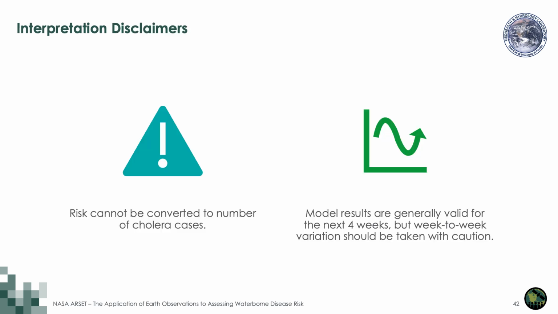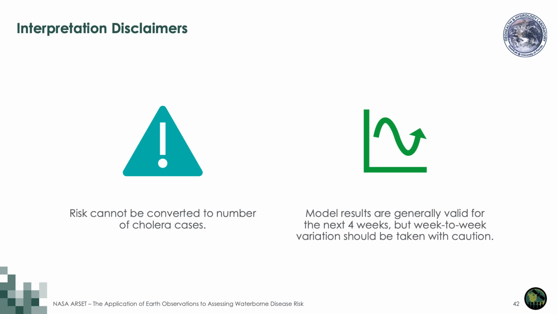So just some disclaimers about what the model can be used for. Risk cannot be converted to a number of cases, so it is based entirely on how cholera is reported in that region. Like I said, above the average for that region or within 1 standard deviation are the measures of how we interpret risk. But we can't say, oh, the risk is 0.9, that equates to 500 cases of cholera. That's not how it works. It's not an epidemiological compartmental model, so an SIR model or something like that that converts directly to transmission risk. It's not quite a model like that, so we can't convert to number of cases.